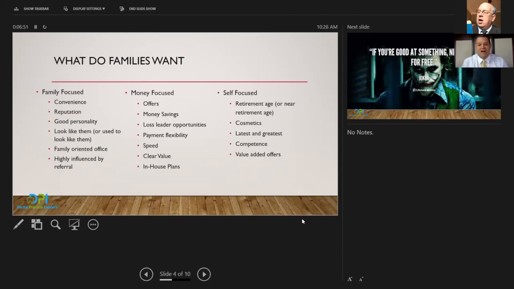They also want value-added offers. They want to get the perks. Again, the dental spa works really well for this group because they want to not only get their dental work done, but they want to have the other benefits, the massage, the Botox, all these other things that go along with it. So now that I've given you that example of what families want in the different categories, I am going to share some ways that you can talk to these people very, very specifically.